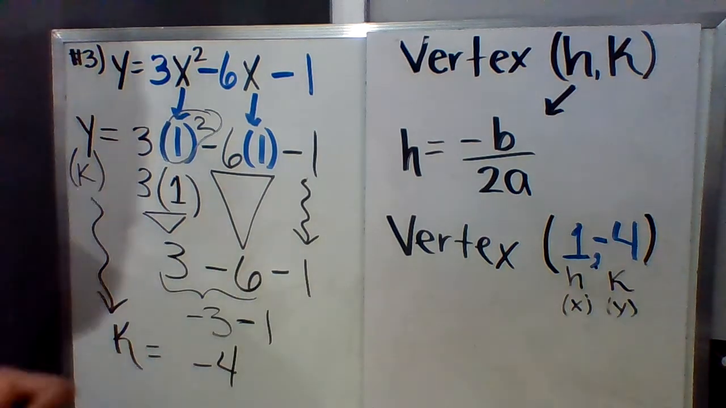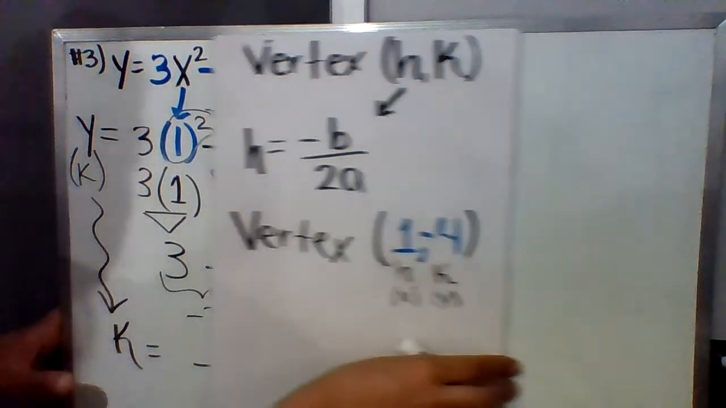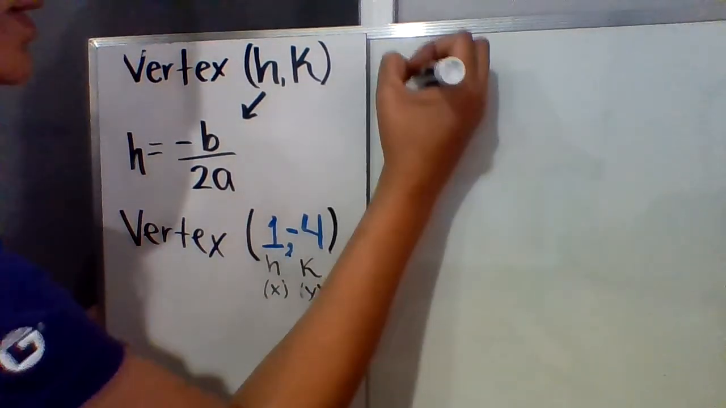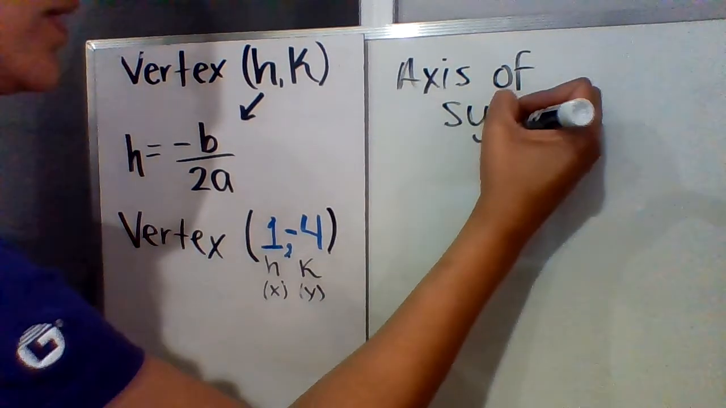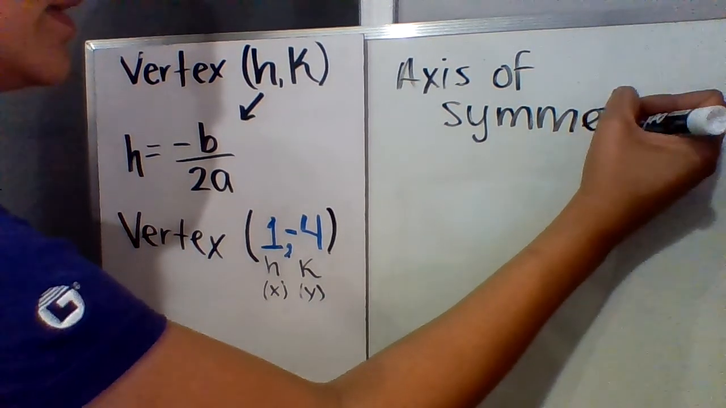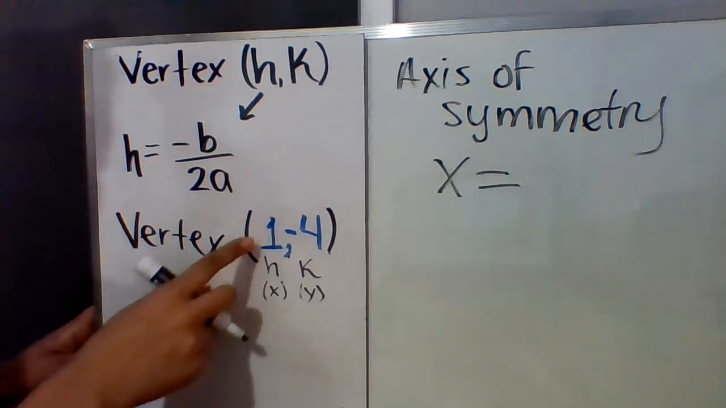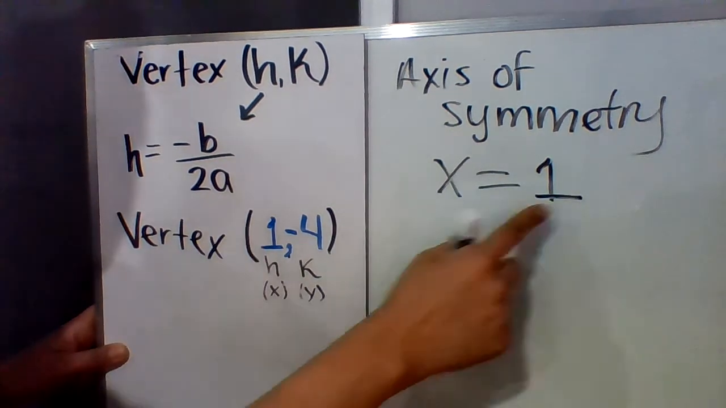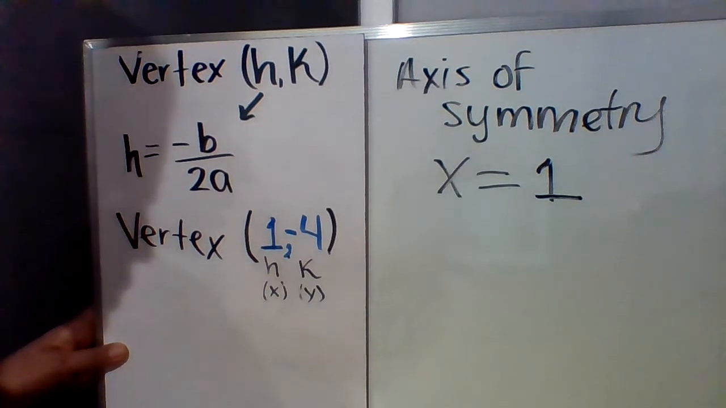If I want the axis of symmetry, which is another thing that they asked you for, the axis of symmetry is the same value that we got on our H spot. That's going to be our axis of symmetry. So x equals 1. That is your axis of symmetry. You're always grabbing that H and you're putting it as your answer for the axis of symmetry. All right, that's it for this part.